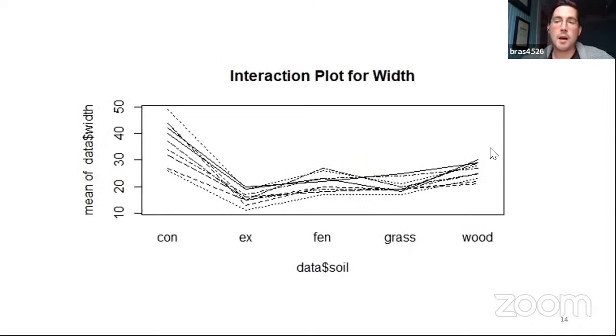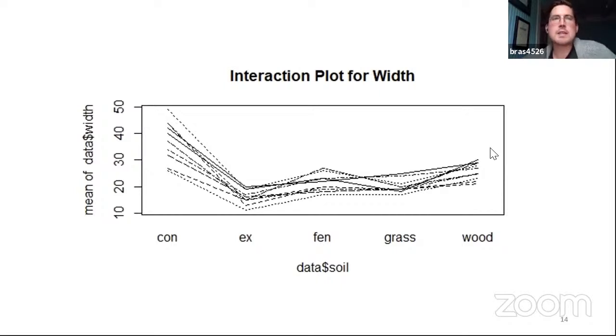And this interaction plot really clarifies things for me. The legend isn't shown because I couldn't get it to plot right with R. But each of these lines on the plot is one of the genotypes. And if there were no interaction, there would be no lines crossing on this plot for the mean width. But because these lines are crossing, that shows us that these genotypes are having responses among the soil types that are unique to that genotype. And so we are seeing that interaction.